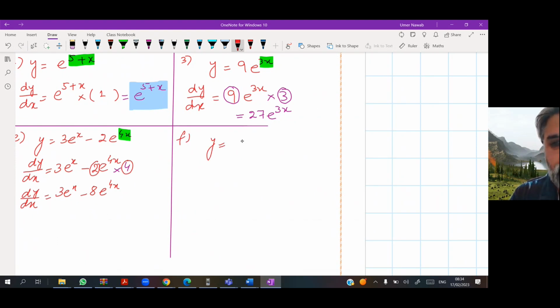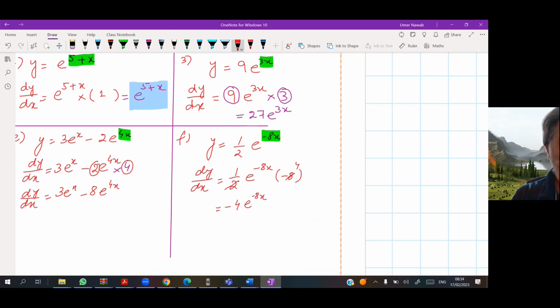y is equal to half e raised to power minus 8x. So if you want to get dy by dx, half as it is, e raised to power minus 8x as it is. The further derivative of minus 8x is minus 8. Can I cancel 2 with the minus 8? It is minus 4 e raised to power minus 8x. That's all for this. This is the final answer.